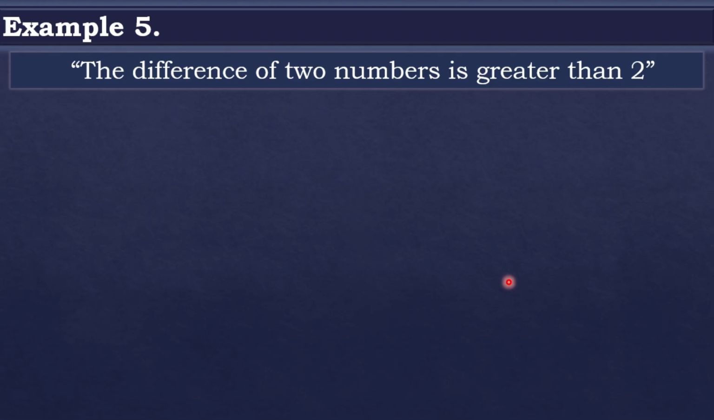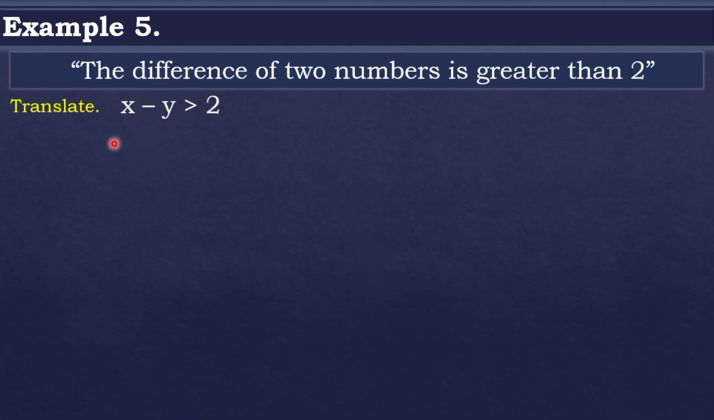Now, what if this is the given? The difference of two numbers is greater than 2. So, how do you graph it? No mathematical sentence was given. So, of course, the first thing you will do is translate. The difference of two numbers is greater than 2. You must translate correctly so that the graph is correct. The difference means when you subtract the two numbers, that is greater than 2. Okay. So, there it is. This is the translation of the given statement.